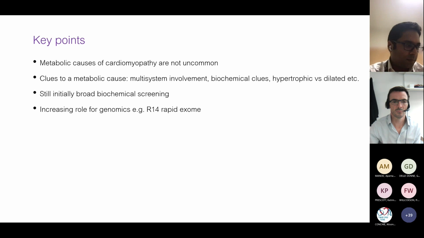So I guess in summary, metabolic causes are not uncommon. The things that might give you a clue would be: is there multi-system involvement? Are there any initial biochemical clues? And then thinking about what pattern of cardiomyopathy you're seeing. But still, initially, we tend to do a broad biochemical screen, but as I've illustrated, there's increasingly a role for genomics and rapid exome. So that's it.